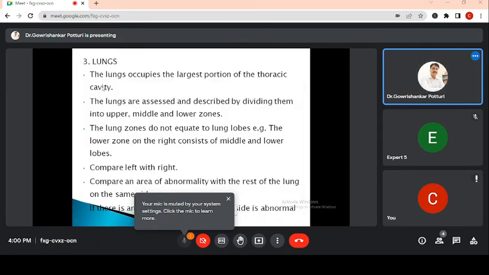Next, lungs. The lungs occupy the largest portion of the thoracic cavity. The lungs are assessed and described by dividing them into upper, middle and lower zones. The lung zones do not equate to lung lobes. Example, the lower zone of the right lung consists of middle and lower lobes. Compare left with right. Compare an area of abnormality with the rest of the lung on the same side. If there is any asymmetry, decide which side is abnormal.